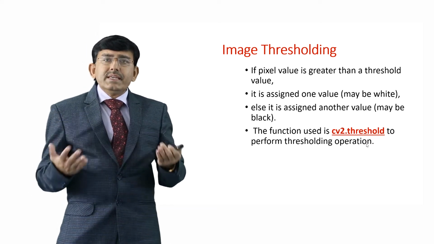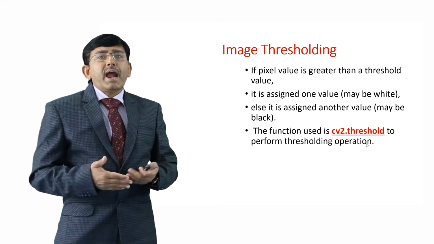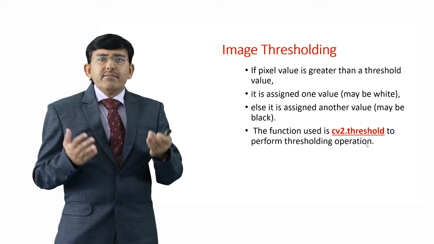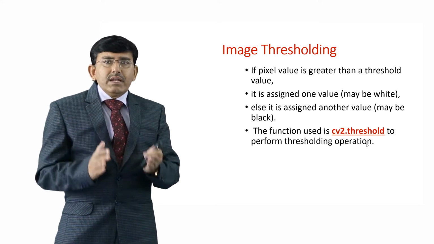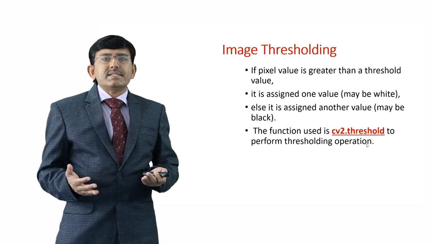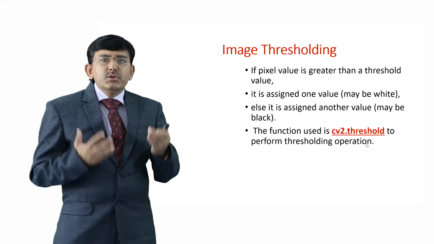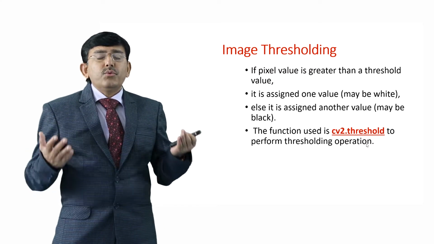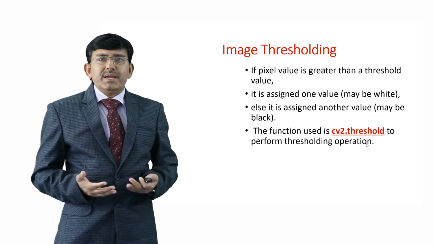Now we will see the threshold, the use of that threshold in Python, and how it affects the images. If a pixel value is greater than the threshold value, it is assigned one value, maybe white, else it is assigned another value, it may be black. The function used is cv2.threshold, which will perform the thresholding operation on the input image.